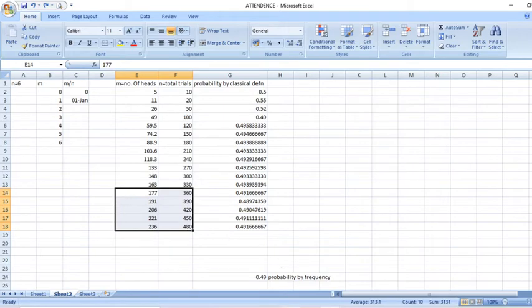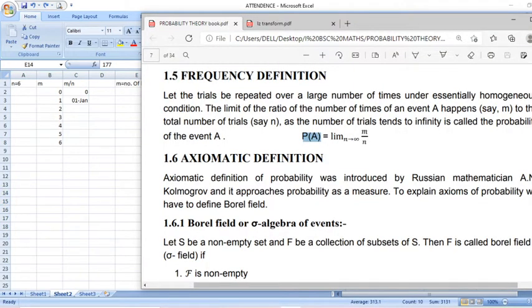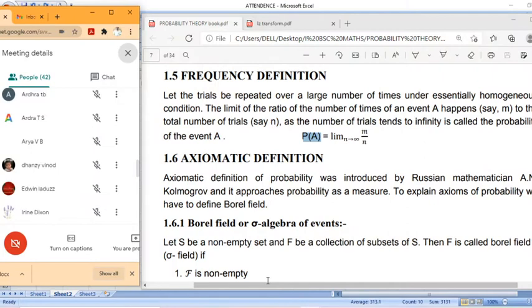Okay, so I think you got the idea of frequency definition.